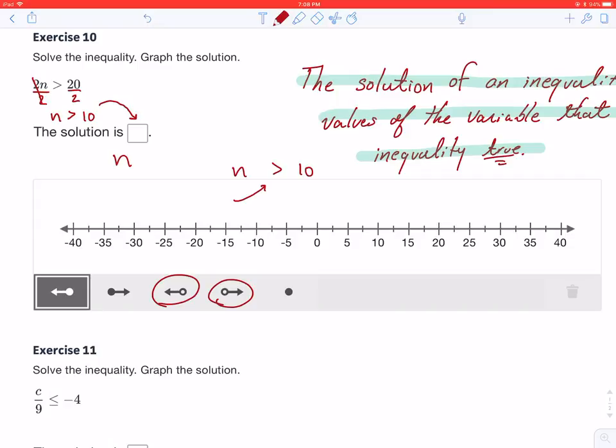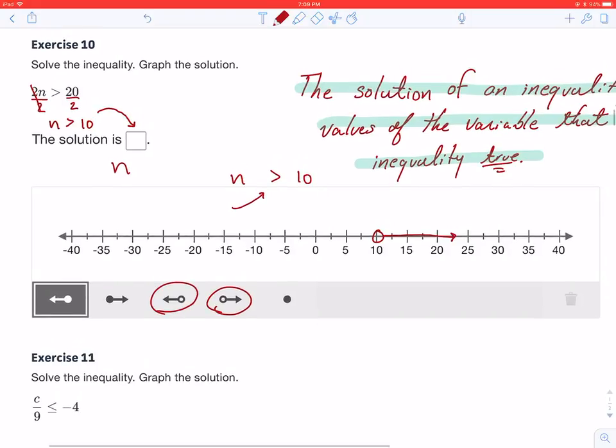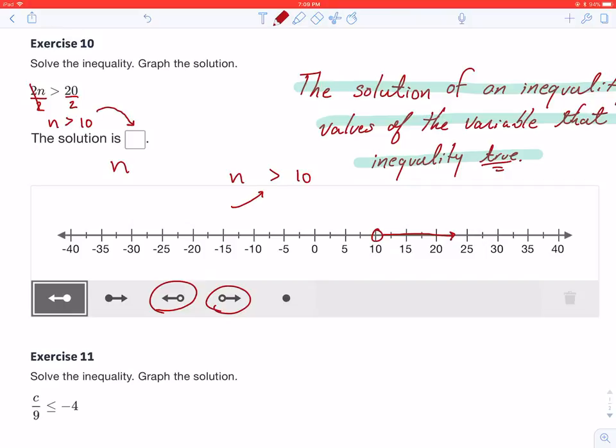To determine whether my arrow is going to be moving to the right or to the left, I need to ask myself, n is greater than 10, so are the numbers greater than 10 going to be going to the right or to the left? Numbers greater than 10 are going to be going to the right. Anytime the variable is greater than the number, it's always going to go to the right. Anytime the variable is less than the number, it's always going to go to the left.